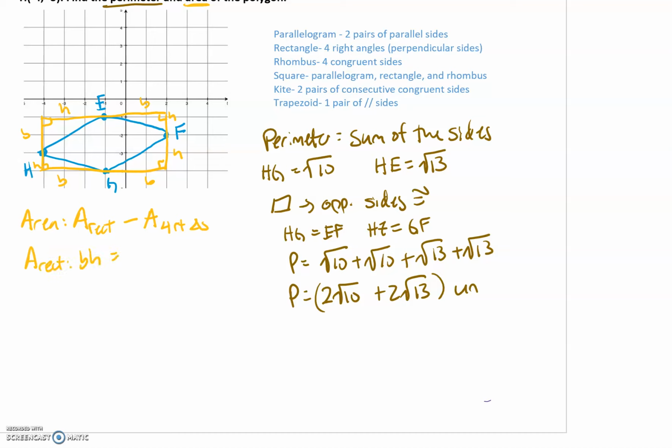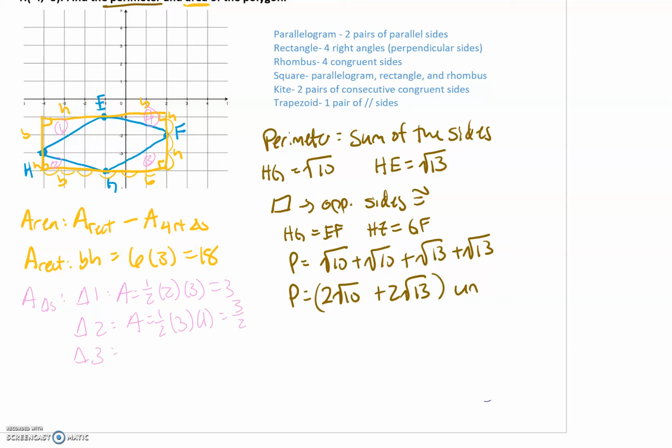We know the area of a rectangle is base times height, and we can count going from corner to corner: 1, 2, 3, 4, 5, 6. So that's 6, and the height going down is 1, 2, 3. So the area of the rectangle is 18. Then we can look at each triangle. I'll call them triangle 1, 2, 3, and 4. Triangle 1: area is 1/2 base times height. The base is 2, the height is 3, so half of 6 is 3. Triangle 2: area is again 1/2 base times height. Base is 3, height is 1, so we get 3/2.